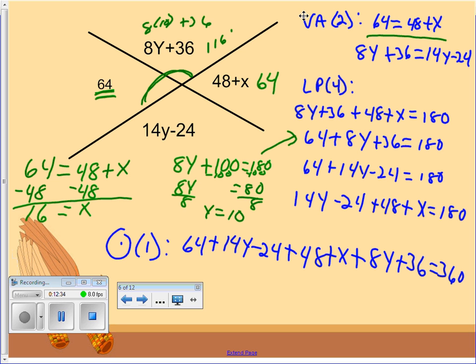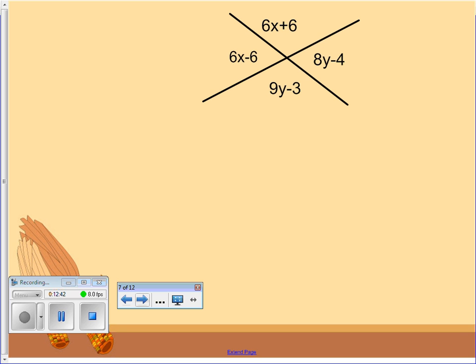I'm going to do a couple more of these questions in part 2. So for part 2, I want you to set up your 7 equations and then go to part 2.